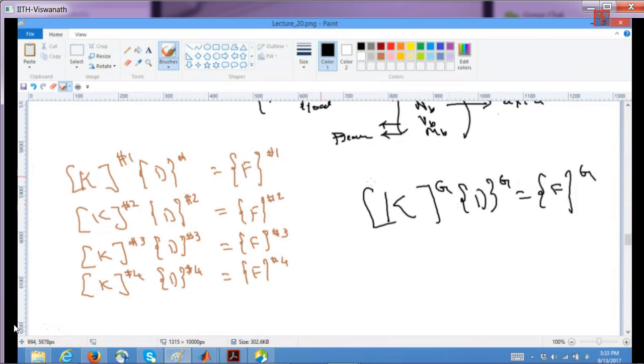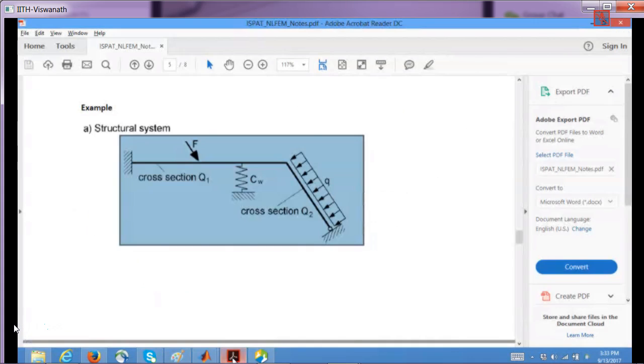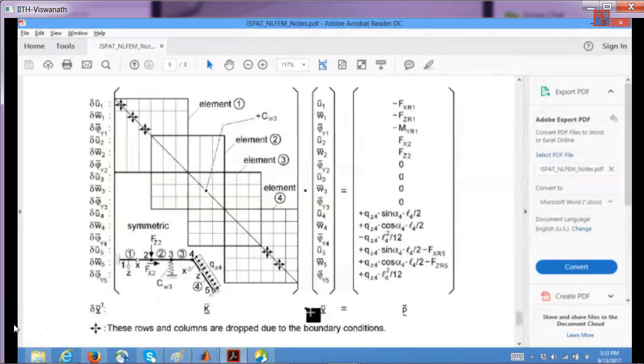Because this is only for each of the individual elements. I want to do this. It would look something like this when I assemble it. So let me show you. When I do the assembly of this thing, the first element stiffness matrix would sit here, the second element stiffness matrix would sit here, the third element stiffness matrix would sit here, the fourth element stiffness matrix would sit here.